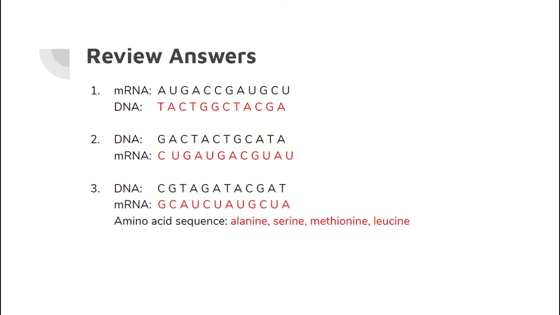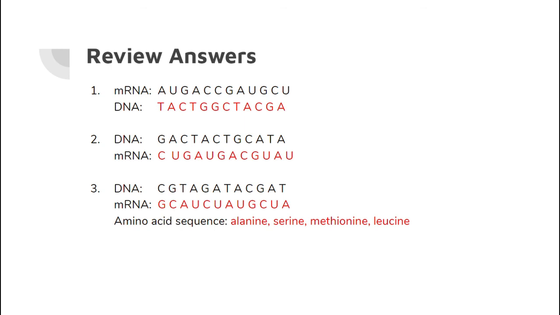Okay, so this first question, it's kind of working backwards because the example that we had, we went from DNA to mRNA, but it's pretty much the same. So you just find the corresponding pair, and remember, wherever you see an adenine, it's going to pair with a uracil. You see a uracil, it pairs with adenine.